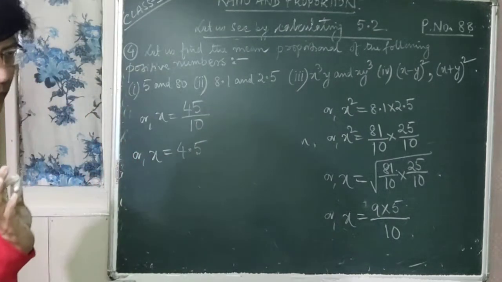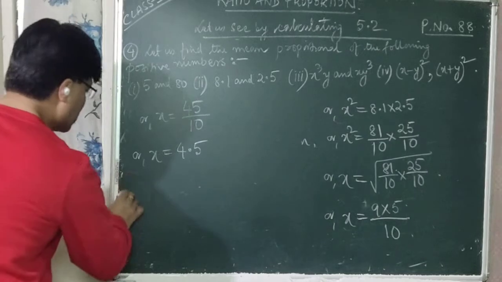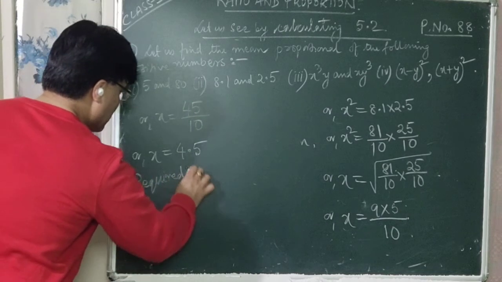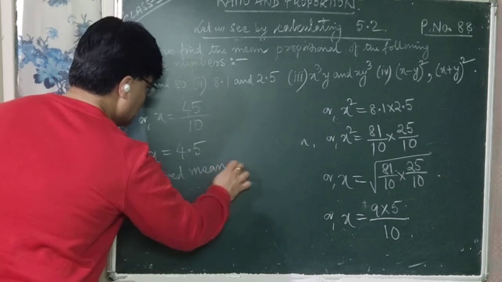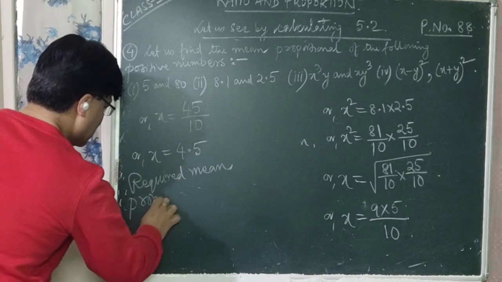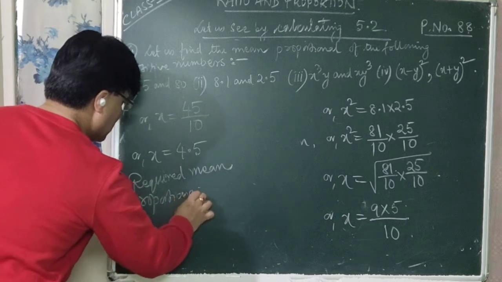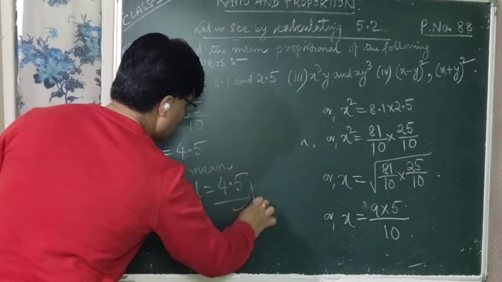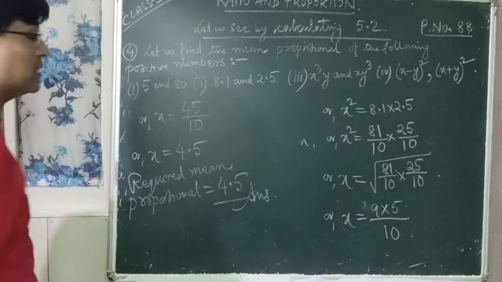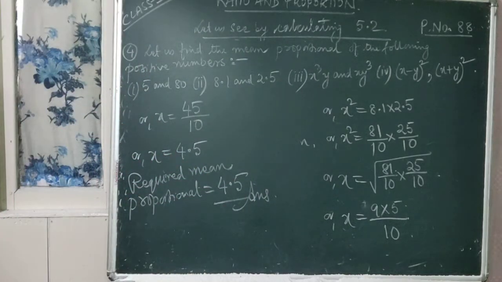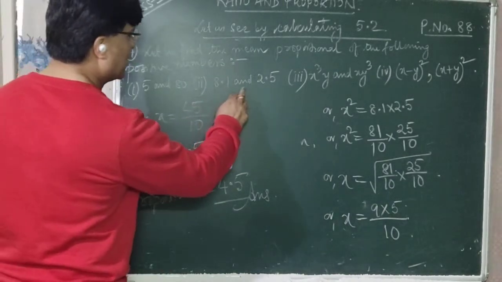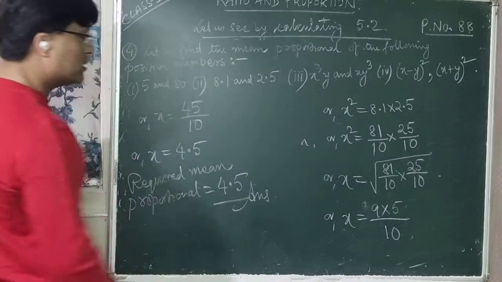Is that clear? So what is the required mean proportional here? Therefore the required mean proportional is equal to, what is the answer here? It is 4.5. This is the answer. So is that understood? So the mean proportional of 8.1 and 2.5 is 4.5.